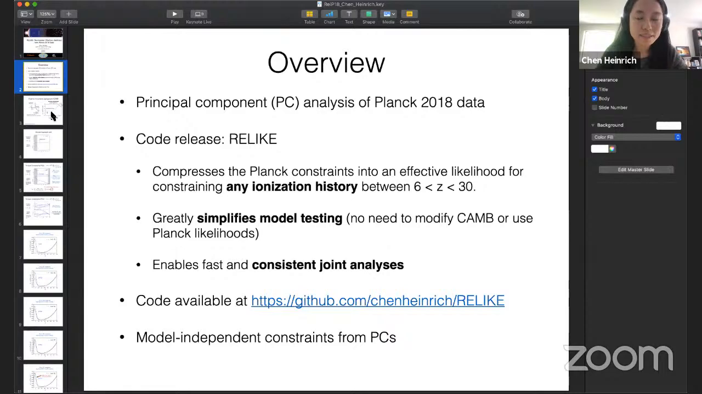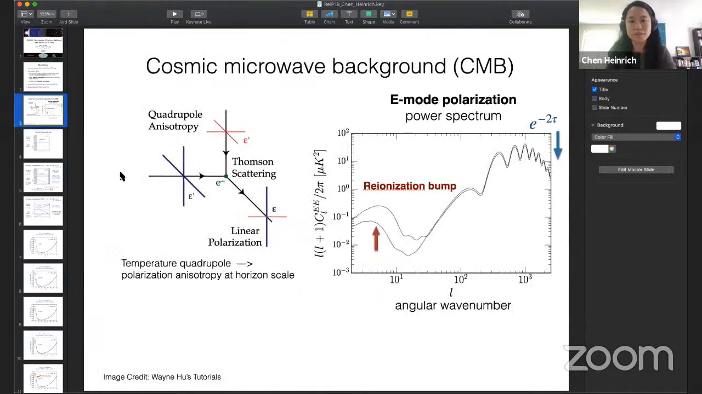So let me get started with a bit of the principal component background. This is the C_l^EE large scale reionization bump. It's caused by the scattering of the temperature quadrupole with free electrons during the epoch of reionization. Notice that this bump can have various heights or shapes depending on how reionization happened. Typically, we use a standard step-like tanh function to parameterize the effect, at least in the CMB C_l data analysis.